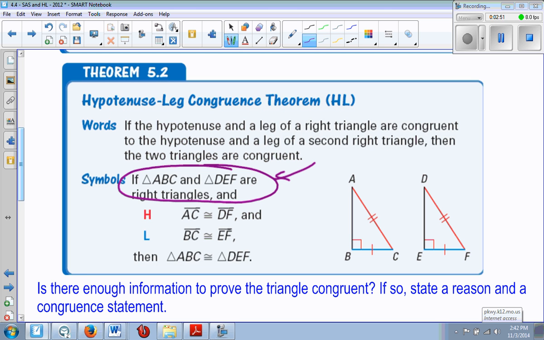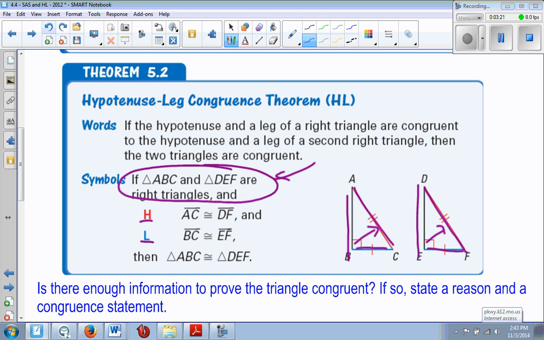Also, notice that the H and the L stand for particular parts of the triangle. The H obviously is going to stand for the hypotenuse of the triangle. That would be the side length across from the right angle. And then the L stands for one of the legs of the triangle. So in this particular picture, BC and EF were the legs. We could have as easily said that AB and DE were the congruent legs, and it still would have been HL.